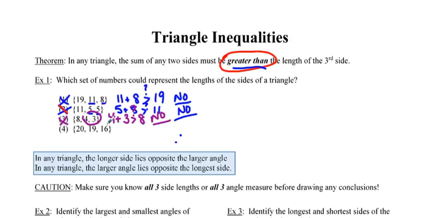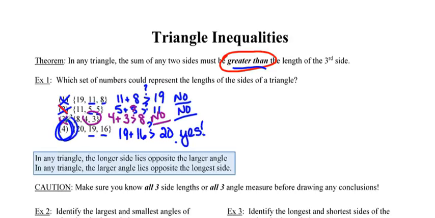And then in the last example, the two smaller sides are 19 and 16. Again, is the sum of 19 and 16 greater than 20? The answer is yes. So those three lengths could possibly be the sides of a triangle. That's the first big idea for today, that theorem.